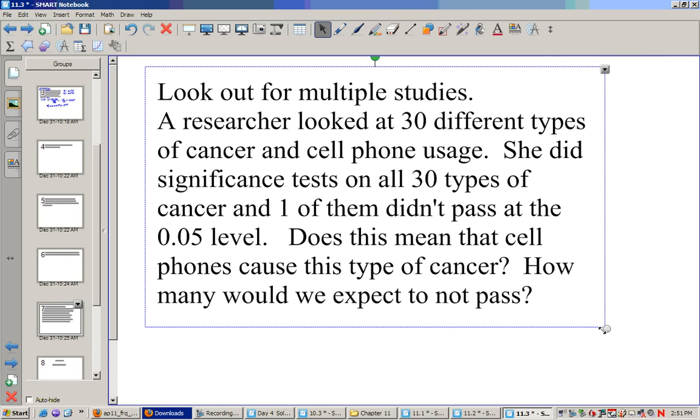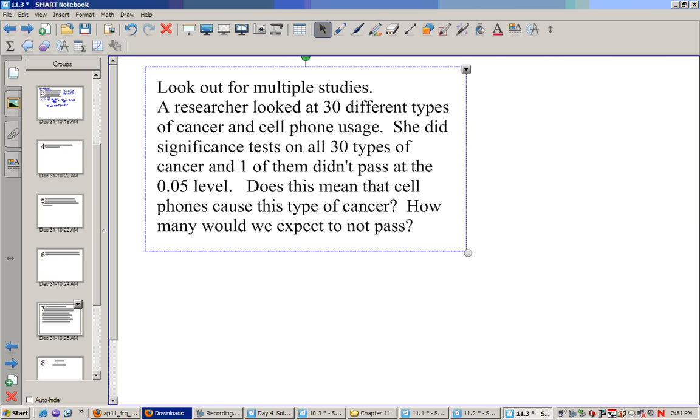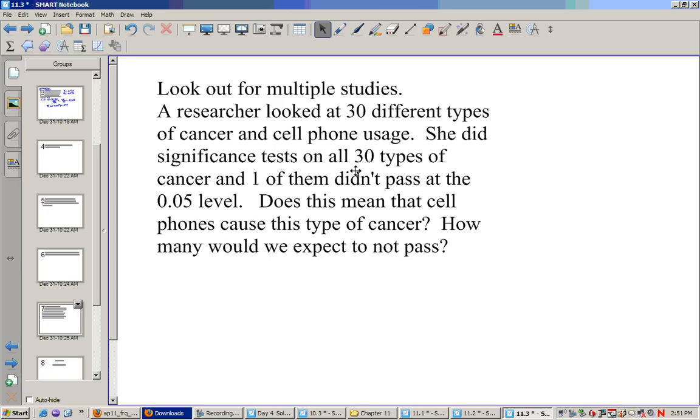Look out for multiple studies. A researcher looked at 30 different types of cancer and cell phone usage. She did significance tests on 30 different types of cancer, and one of them passed at the 0.05 level. What does this mean about cell phones and that type of cancer? How many would you expect to pass?